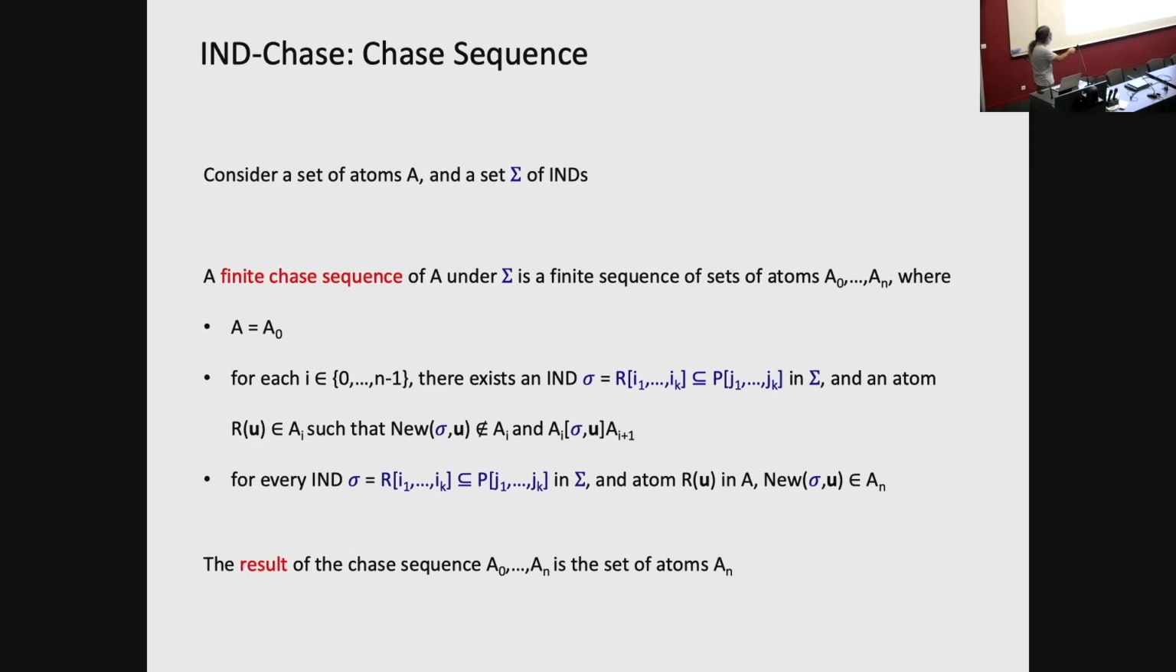And the last bullet essentially tells us that there is nothing else to do. So for every inclusion dependency and every atom R U in A, the new atom is already there. So I have already applied sigma to A with the witness table U, and there is nothing else to do. Which means A n, which I define as the result of this finite chase sequence, is a set of atoms that satisfies the inclusion dependencies. Okay, so this is the finite case.